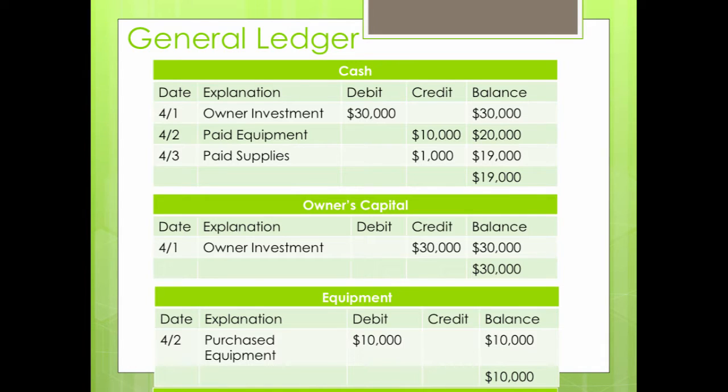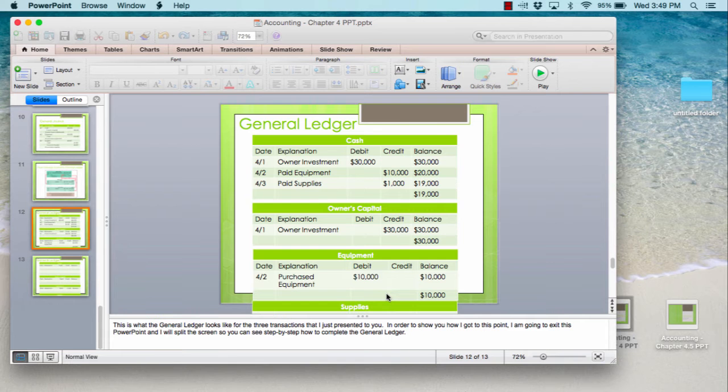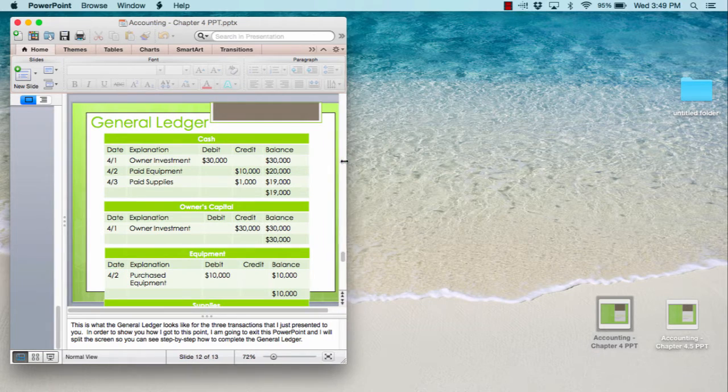This is what the general ledger looks like for the 3 transactions that I just presented to you. Okay, and in order to show you how I got to this point, what I'm going to do is exit this PowerPoint and I'm going to split my screen so that you can see step by step how to complete the general ledger. Okay, let's see if this will work.